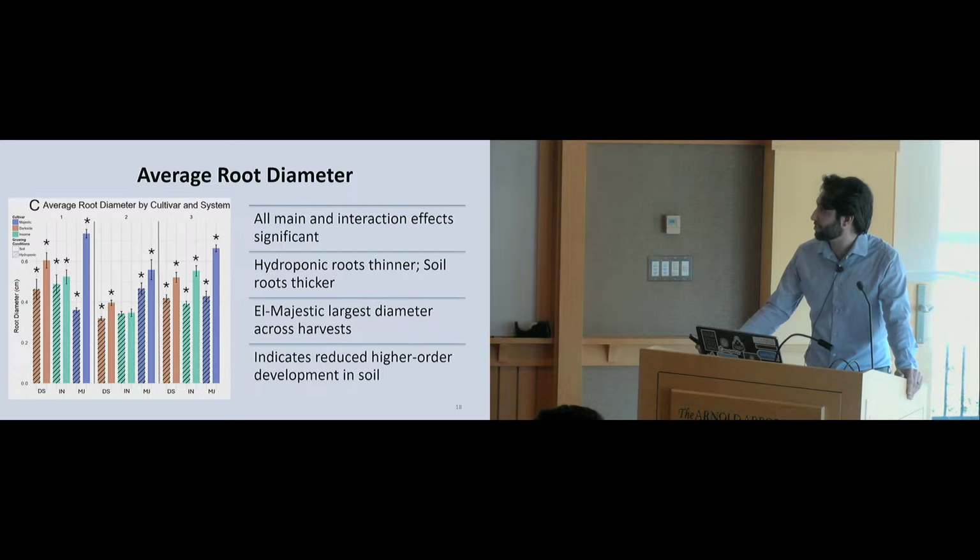And El Majestic, our slowest growing, also had the largest diameter across all of our harvests. So not only does it grow slower, but it's also growing thicker roots overall.